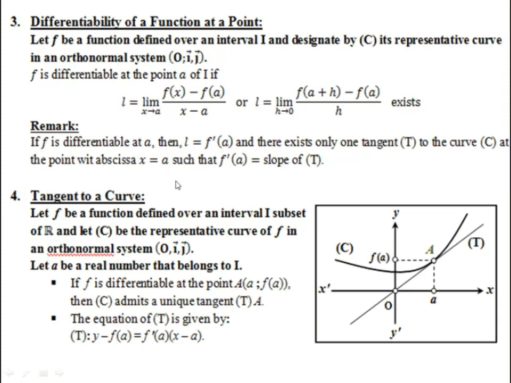Now, let's find the equation of this tangent. If f is differentiable at the point A with coordinates small a and f of small a, then as we know, C admits a unique tangent T at capital A. The equation of this tangent is y minus f of a equals the slope, which is f prime of a, multiplied by x minus a.